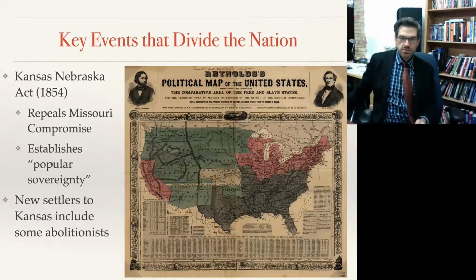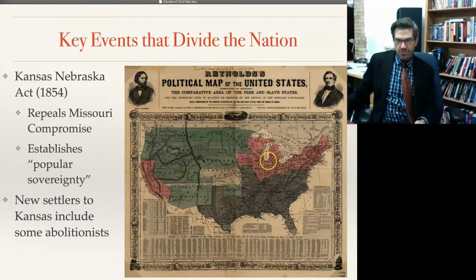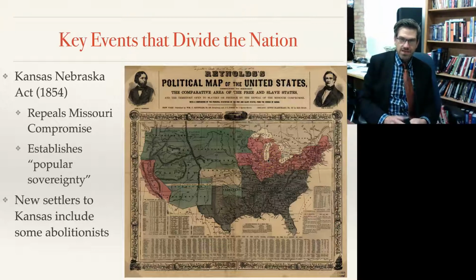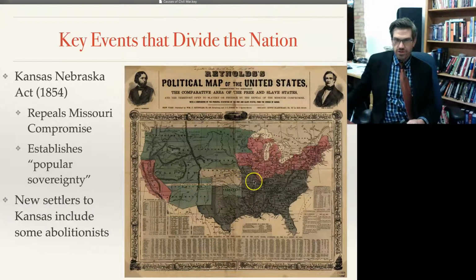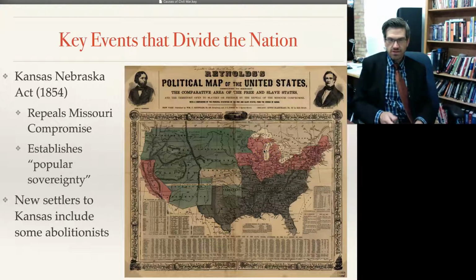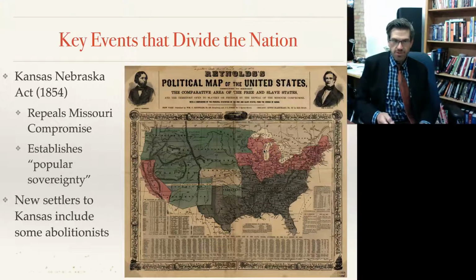The new settlers to Kansas: you have a lot of folks from this area here coming down into Kansas from the north, abolitionists. Abolitionists are those who want to abolish slavery. And then just imagine what's going to happen when the southern states, especially Missouri here, start seeing all these northerners settling into Kansas, thinking about how they are going to vote. Are they going to become a free state? Are they going to become a slave state? Well, you can imagine what's going to happen.